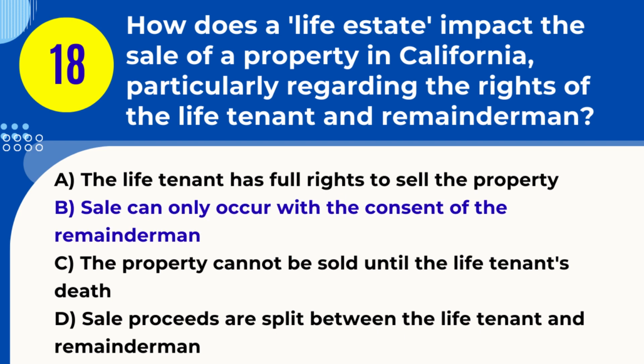Answer: B. Sale can only occur with the consent of the remainderman. Explanation: in a life estate scenario in California, the life tenant has the right to use the property during their lifetime, but the sale of the property typically requires the consent of the remainderman, who will inherit the property upon the life tenant's death.